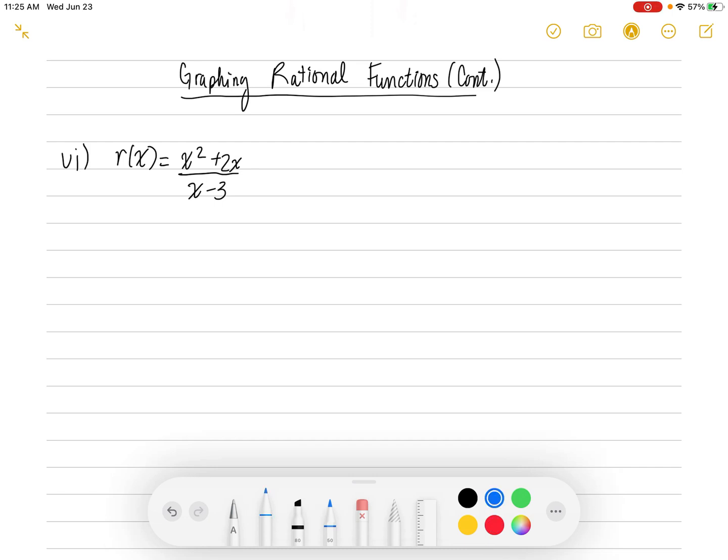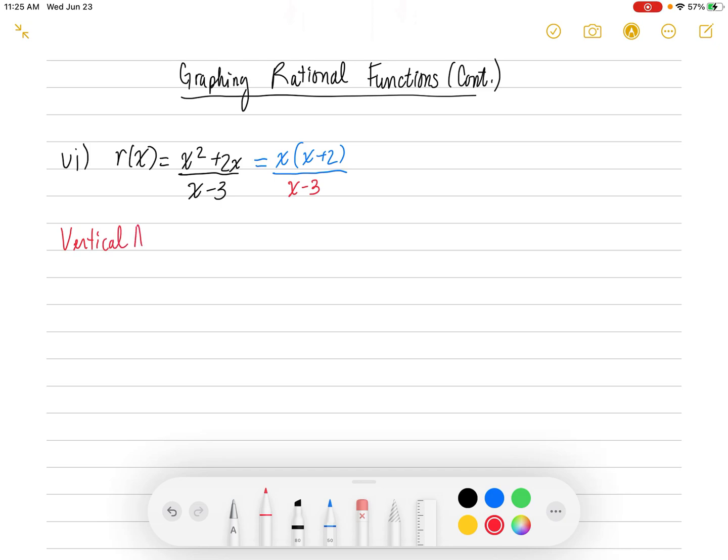Okay, so first, the first thing we want to do is factor the top. Out of the top, notice there's a greatest common factor of x. When we factor that out, we're left with, in parentheses, x plus 2. And the bottom, we just have a linear factor of x minus 3.